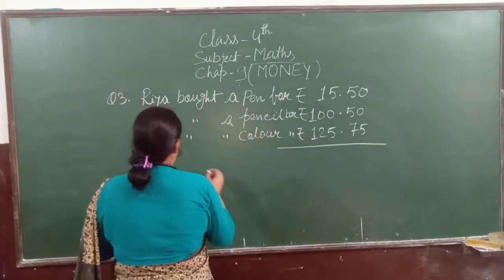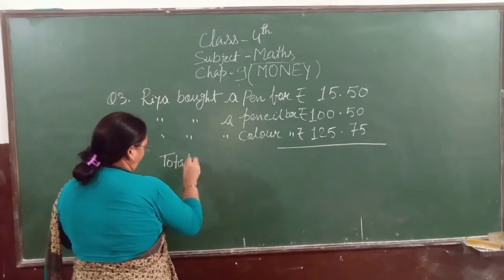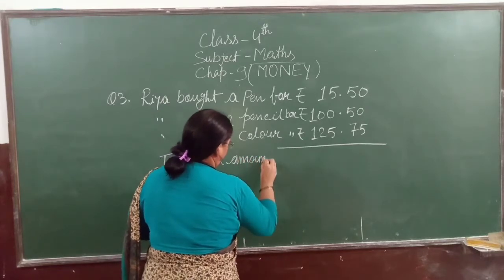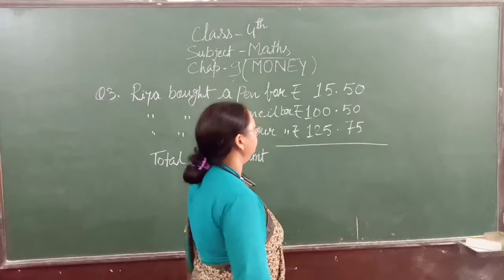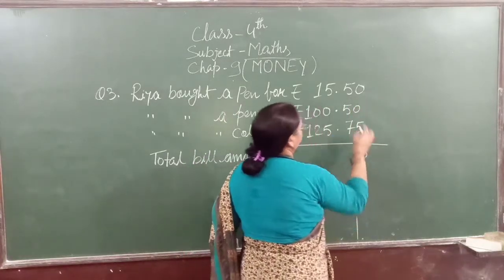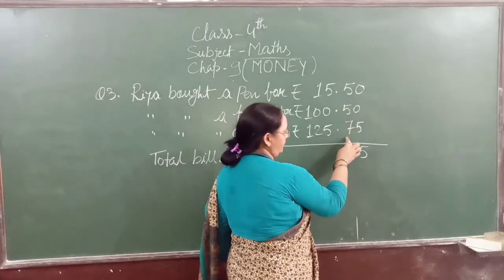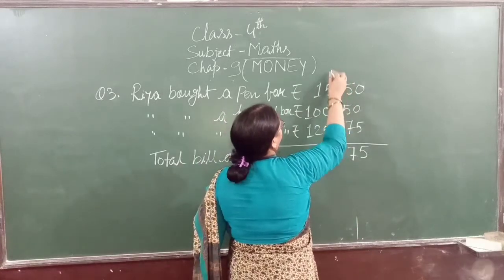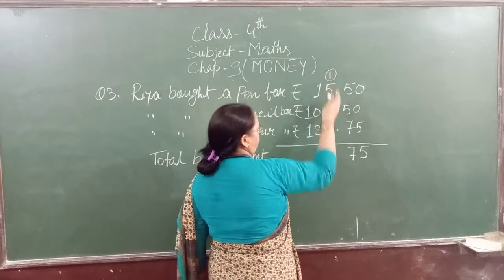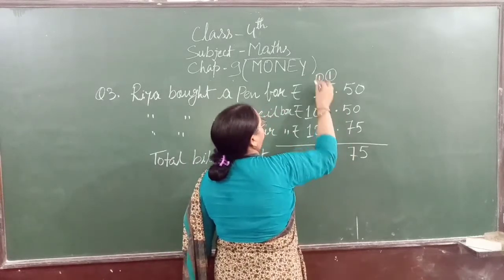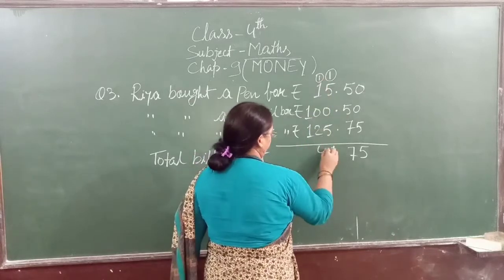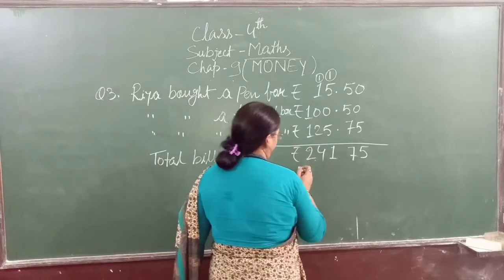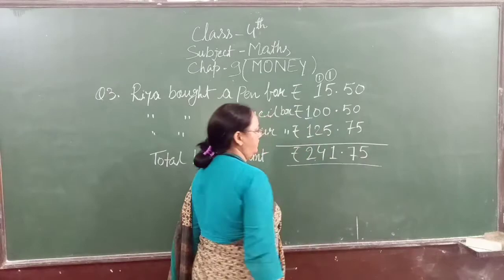So total bill amount is equal to, this one is 5 plus 5, 10, plus 7, 17, that is 7 is right on here, 1 is transferred, that 1, 5 plus 5, 10, plus 1, 11, 1, again 1 is here, 2 plus 1, 3, plus 1, 4, and this is 241 rupees and 75 paise.